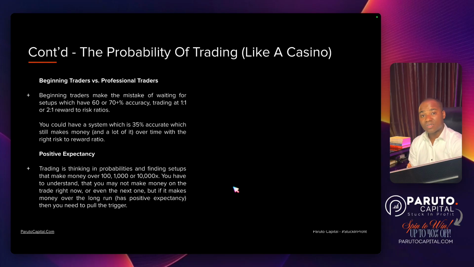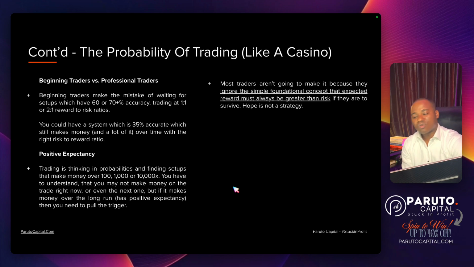So the casino, for example, knows that you have a lot of gamblers coming in. So they don't focus on one particular individual. They focus on the large number of gamblers who are going to gamble, and then they have the edge of making most from the market. So most traders aren't going to make it because they ignore the simple foundation concept: the expected reward must always be greater than your risk. And that's why 1 to 1, 1 to 2, for me, is not the best. Go for 1 to 3, and your strategy should be able to show you that it works over time. If you trade the Stock and Profit strategy, which I teach in the trading basics and mastery course, I tell you, you definitely know that this is not a problem at all.